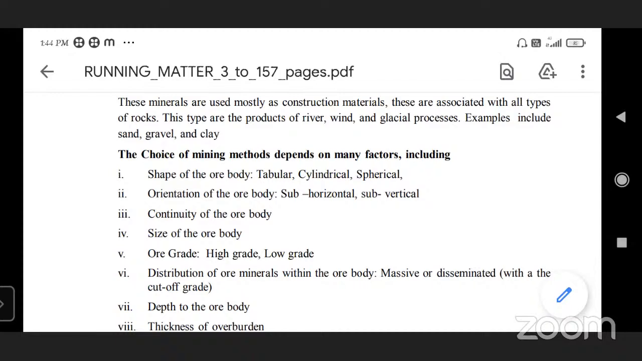So how does it look? Is it tabular in form? Is it cylindrical in form? Is it spherical in form? This is one of the factors to decide the mining method.